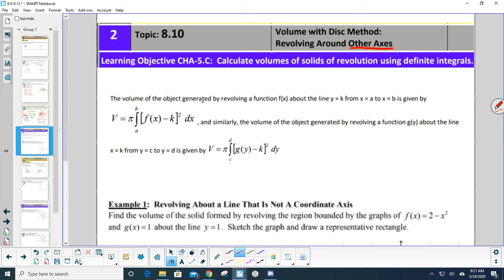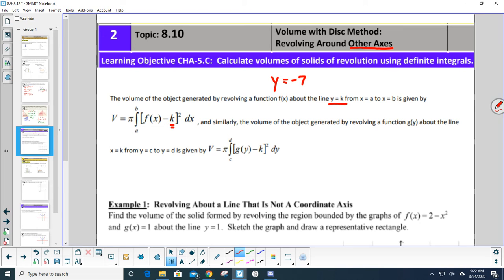So if you want to find the volume of an object generated by revolving it about y equals k. All we did last time, that last example we did, was revolve it about y equals 0. But if you're picking a number, like say we're going to revolve it about y equals 3, you're going to come in here and replace that k with whatever line you're revolving it about. So if I'm revolving it about y equals -7, I'm going to come in here and put a minus -7. That's all you're doing with these.